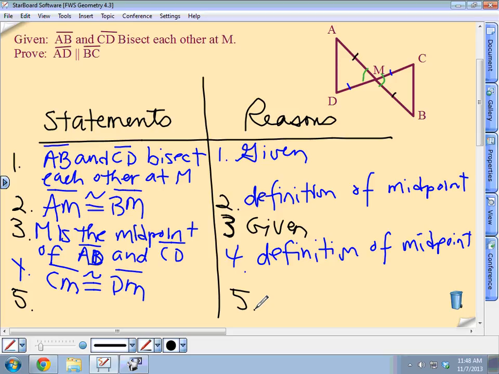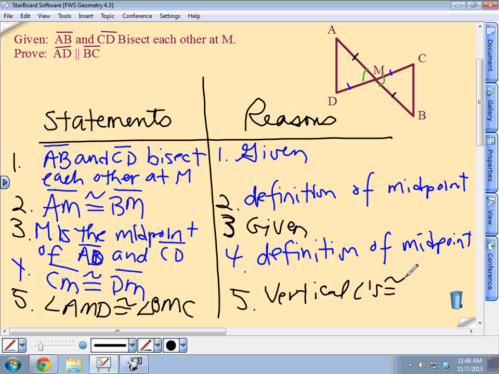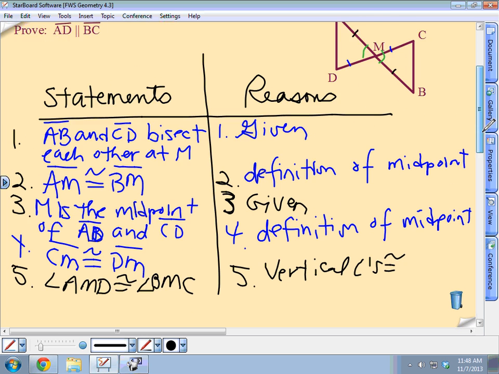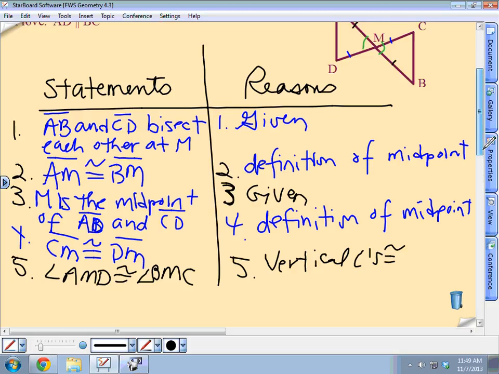What angle did we call it? AMD, and that's congruent to angle BMC. And what was the definition? Side angle side. Vertical angles are congruent, right? Oh, yeah. My bad. I forgot we haven't proven that yet. Okay. And so now what do we know? Now that you have 2 sides and an included angle, what do you have? The triangles are congruent.